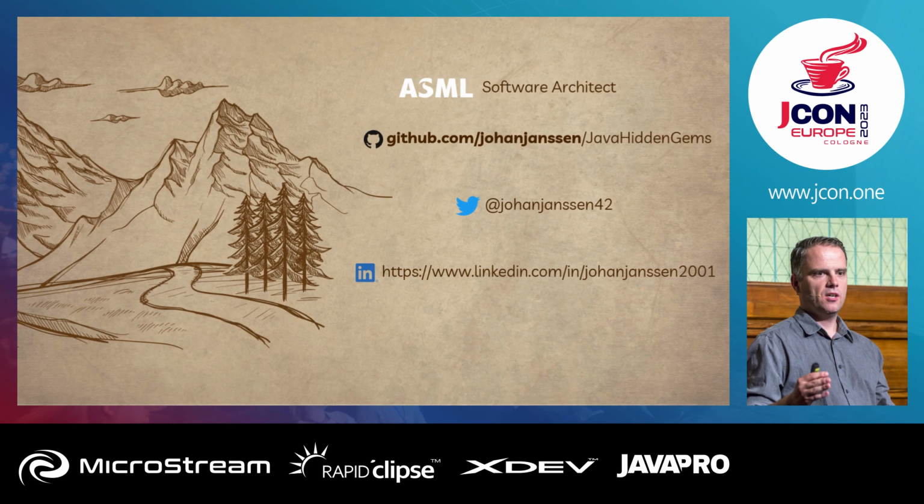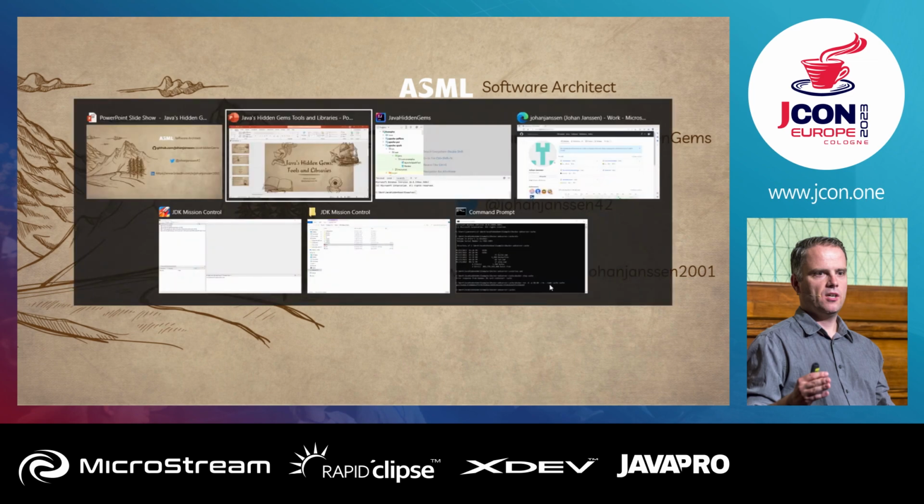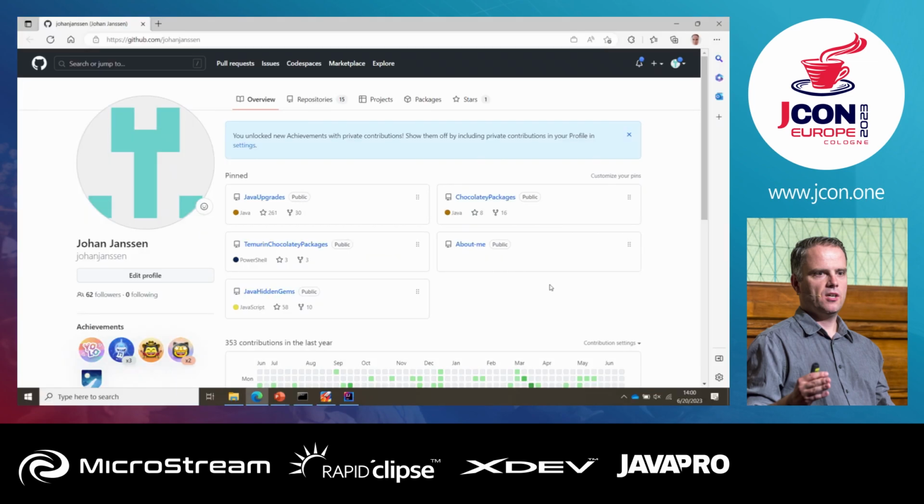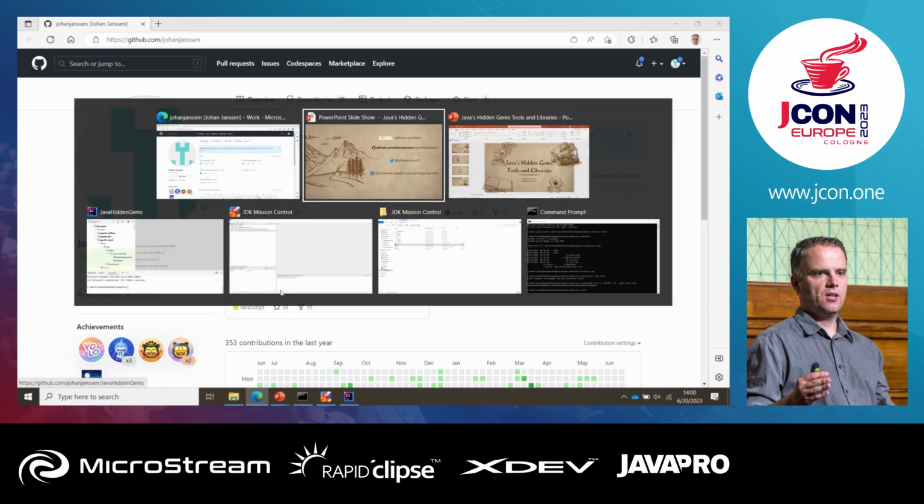All the examples are available in my GitHub repository. So if you go to github.com/my name, you can click on the Java Hidden Gems, and there are like 70 different tools and libraries, examples basically that you can try out. So I cannot cover all of them in these 45 minutes. I try to cover as many as possible, but if you're interested, you can have a look at these ones later.